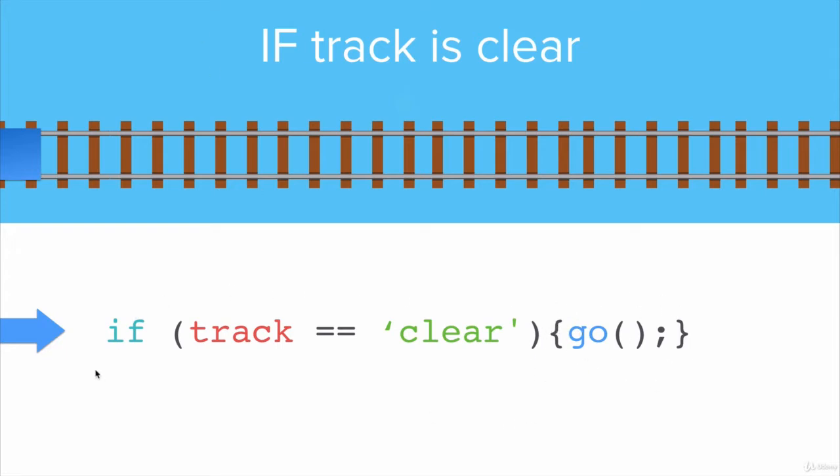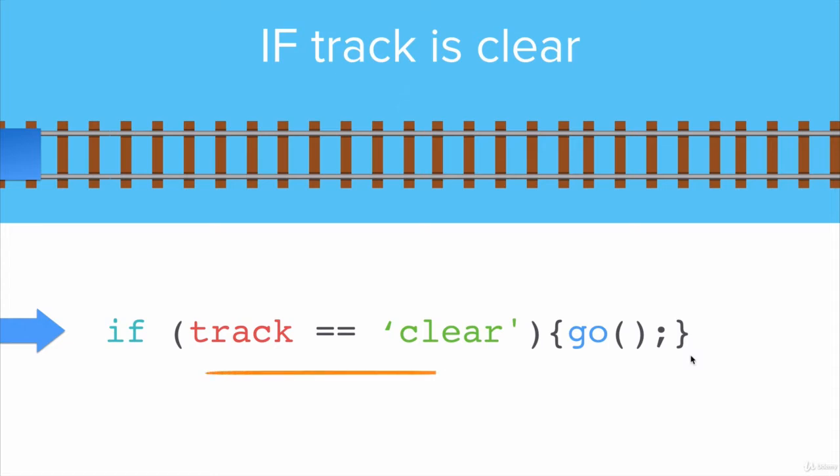So in this case, our if statement says that if the track is clear, the double equals means assess to see if the left-hand side is equal to the right-hand side, but a single equals is an assignment. So it means make the left-hand side equal the right-hand side. And that's a subtle difference to be aware of when you're coding. So in this case, we're saying in English, if the track is clear, then go.